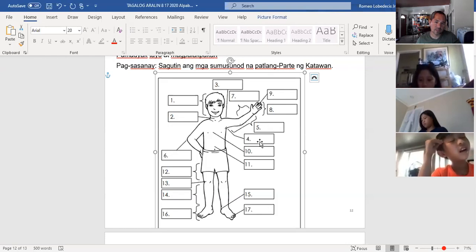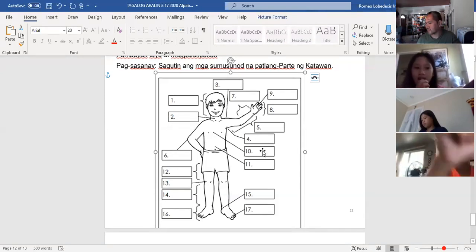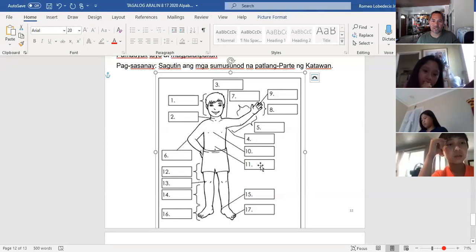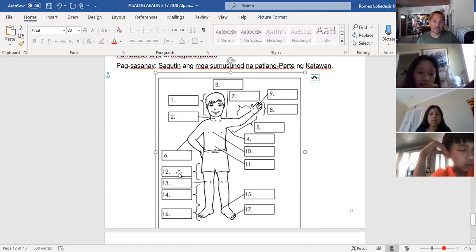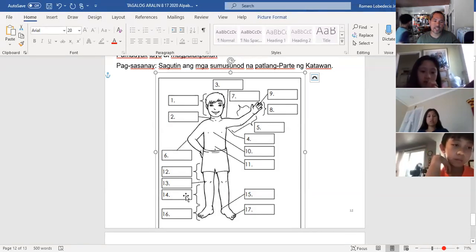How about number 4, JR? We call that kili-kili. How about number 10? Dib-dib. How about number 11? Diyan. And number 12 is? Hita. Number 13 is? Tuhod. How about 14? Binti. And then number 16? Paa.